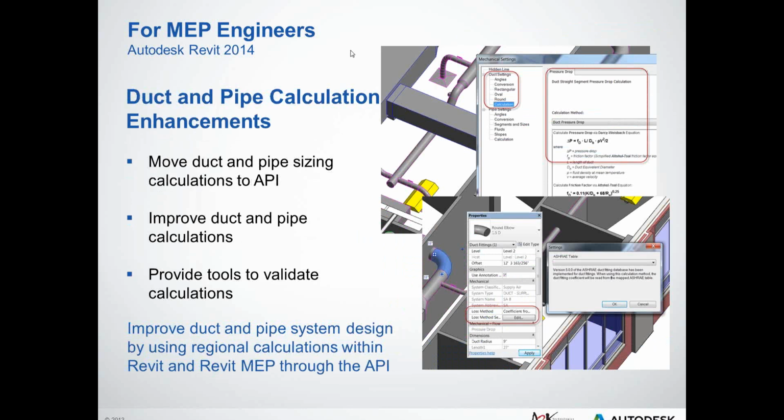There's been a couple of improvements just on the duct and pipe calculations. This revolves more around the API in allowing third-party developers to create standards that they can then get users to use. Okay, so I guess around the world there's different calculation standards and so on. So now by opening this up to the API, third-party developers can create specific calculations, and therefore they get loaded into the user's Revit so that we can create a more regional set of standards.